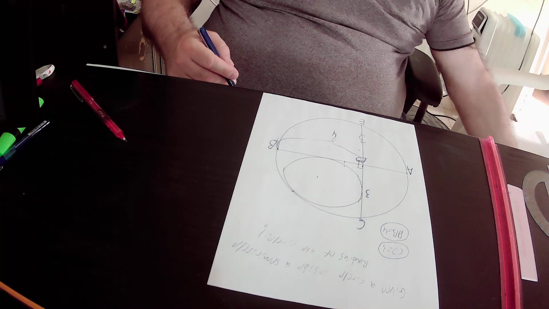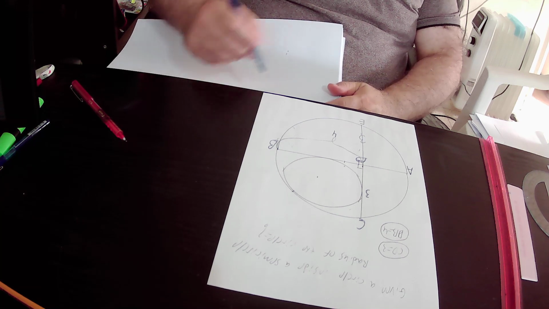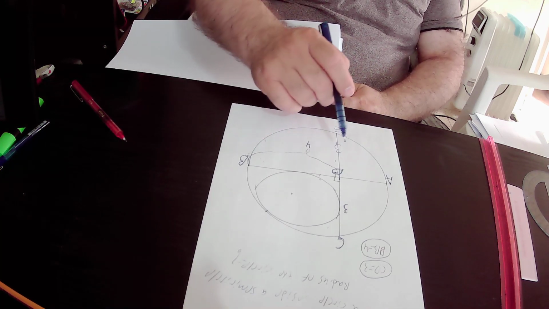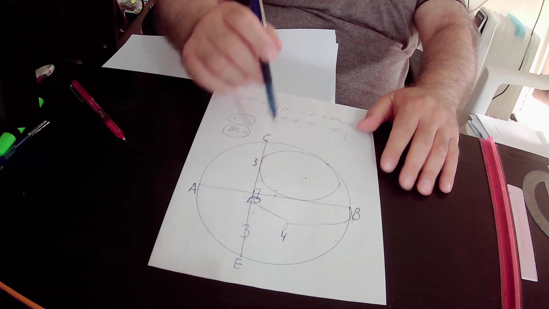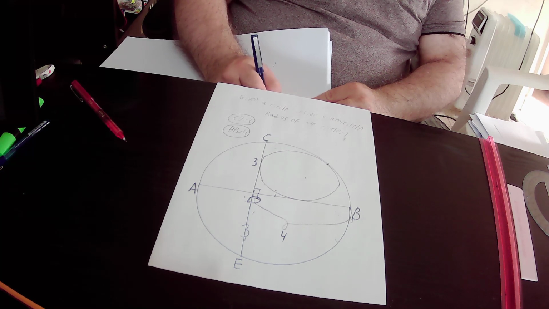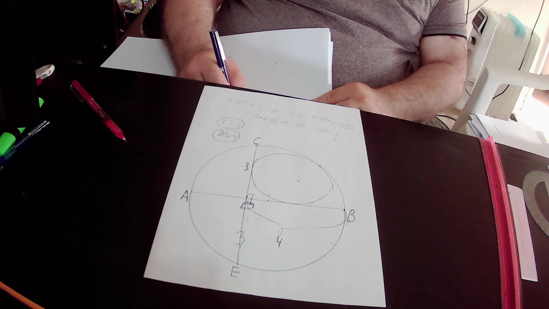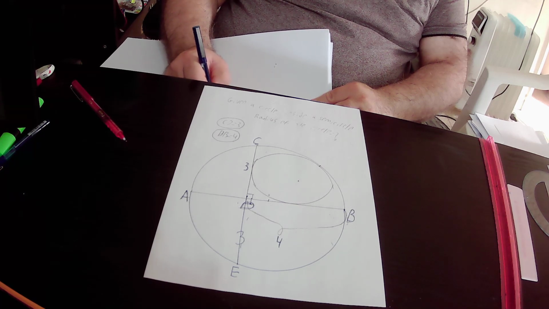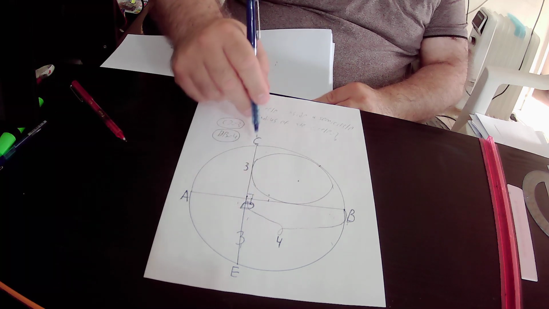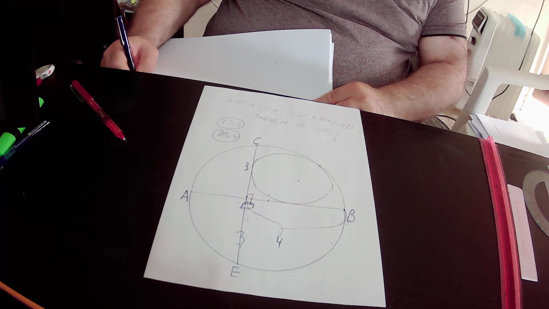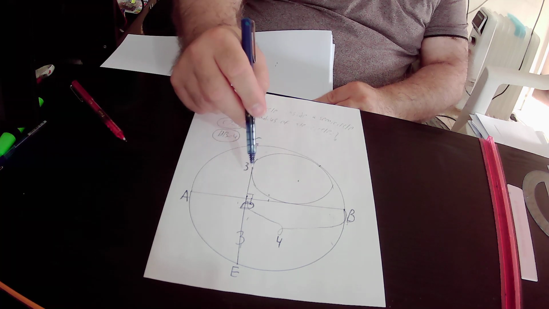So we can actually implement rule number 1 in our drawing, because in our drawing we have chord AB that intersects with chord CE at point D. Point D is the intersection point of chord AB with chord CE.